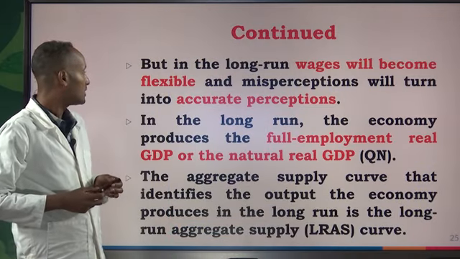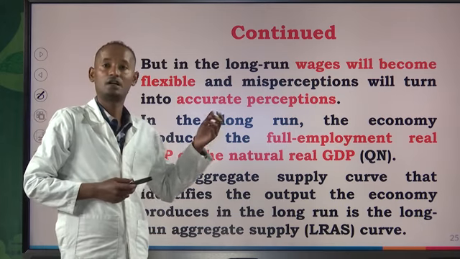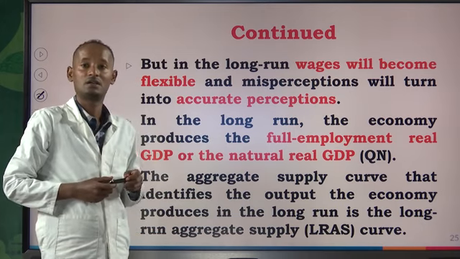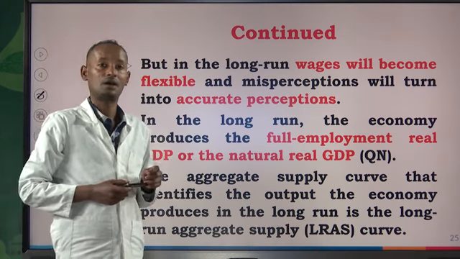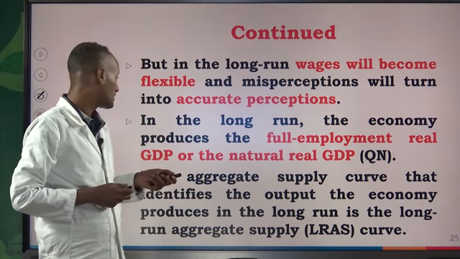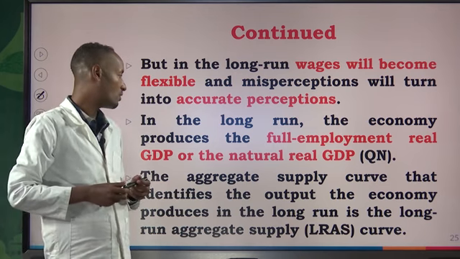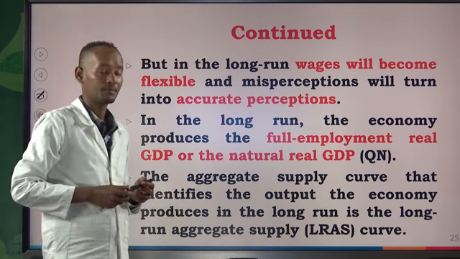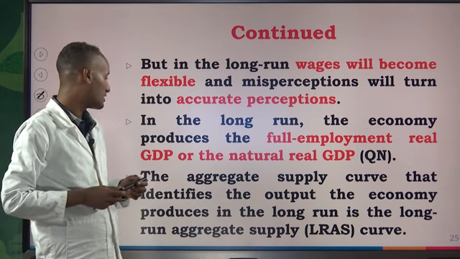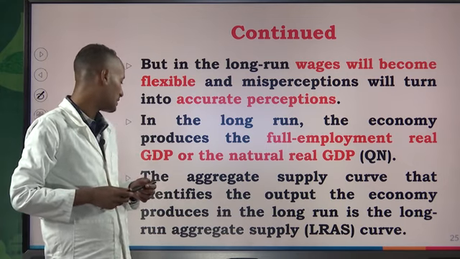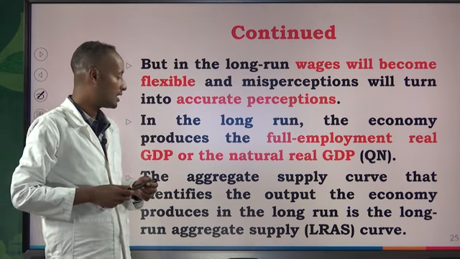But in the long run, wages become flexible and there is no misperception. There was misperception in the short run aggregate supply curve, but there is accurate perception in the long run aggregate supply curve. In the long run, the economy produces the full employment real GDP or the natural real GDP. The aggregate supply curve that identifies the output the economy produces in the long run is the long run aggregate supply, which is the LRAS curve.